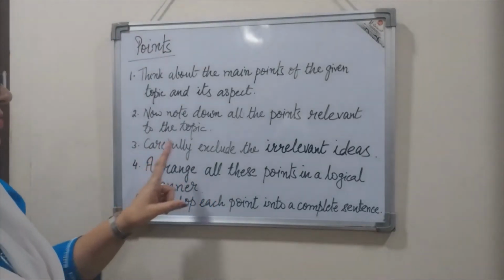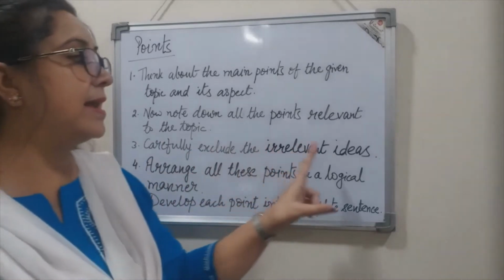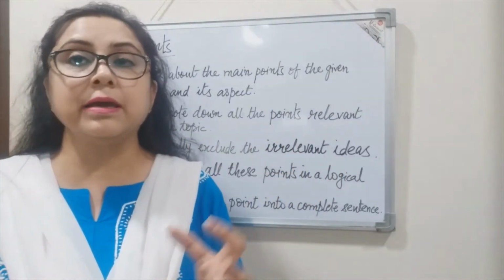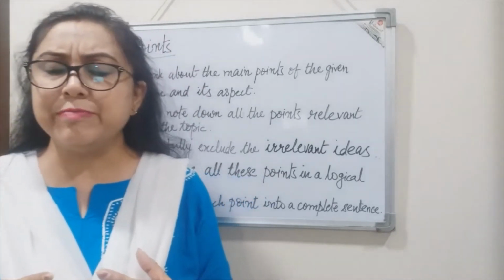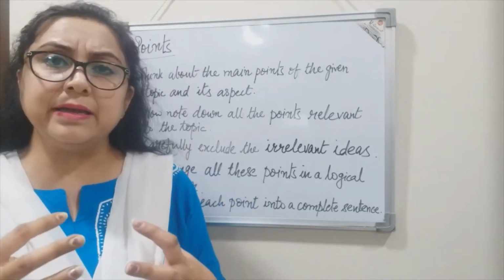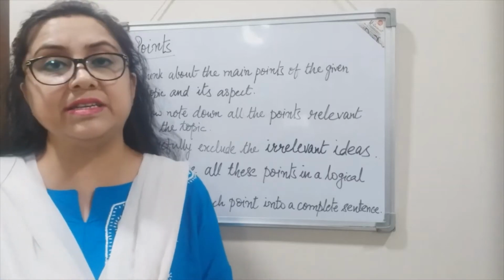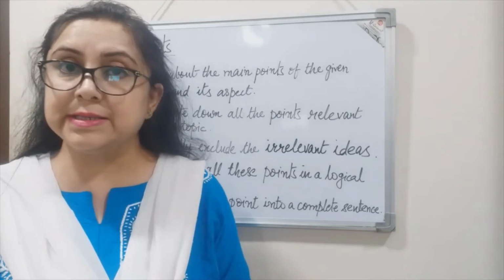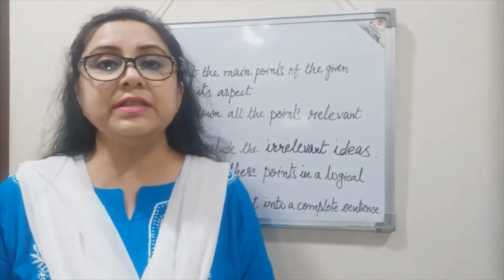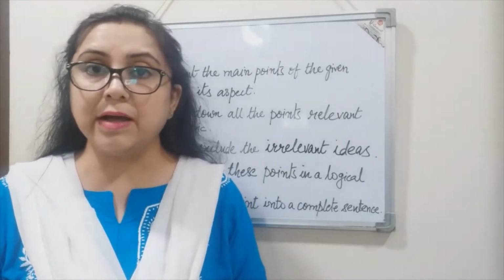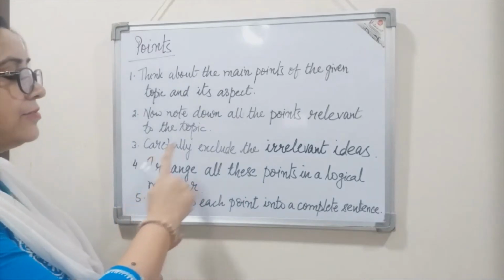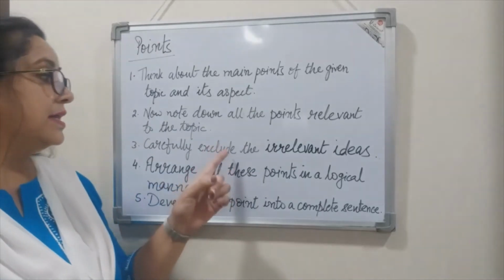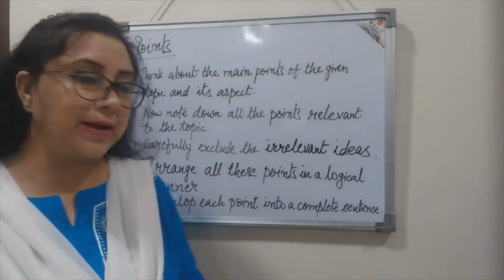Next, carefully exclude the irrelevant ideas. Now, while you are thinking, many ideas related to the topic come to your mind, so they should be noted down, right? And after these ideas are noted down, then very carefully, the ones which are not so much related to the topic should be excluded, right?